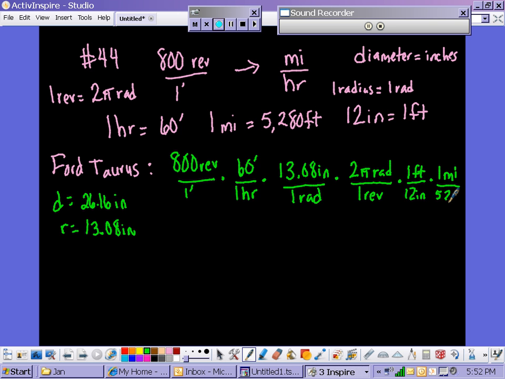And last but not least, we know that 1 mile equals 5,280 feet. What I like to do next is cancel out my units to see that everything cancels out and I have miles per hour. Minutes cancel with minutes, radians with radians, revolutions with revolutions, inches with inches, and feet with feet. The only thing left on the top is miles, and the only thing left on the bottom is hours. So in your calculator, you can go ahead and multiply that out. I'll give you a minute.